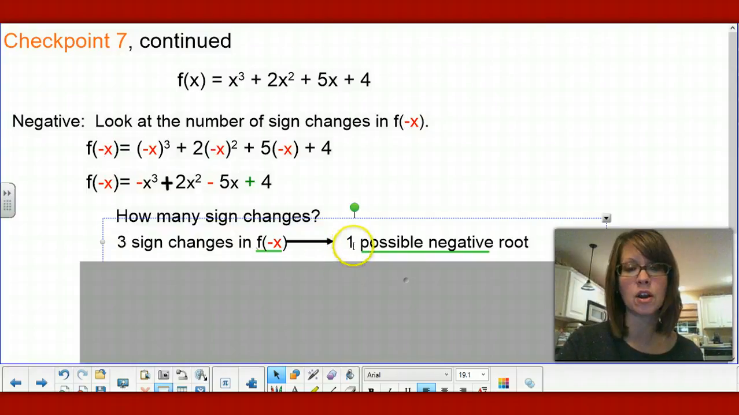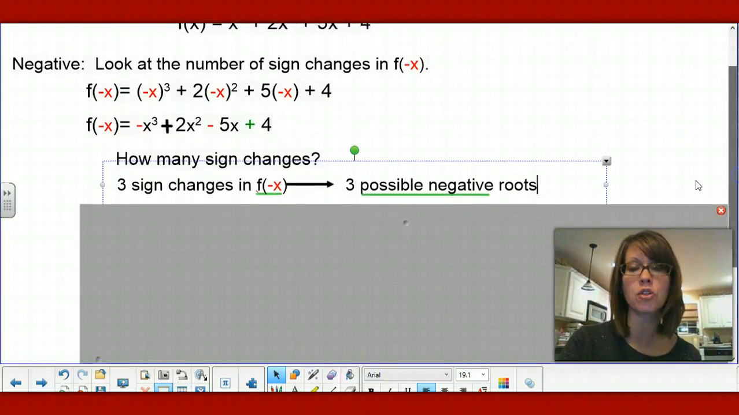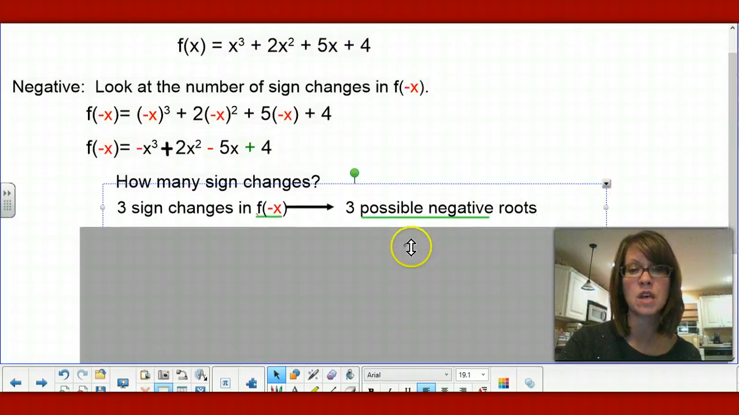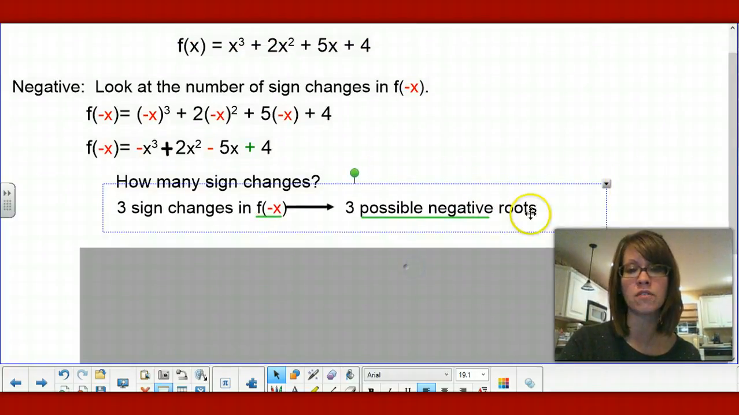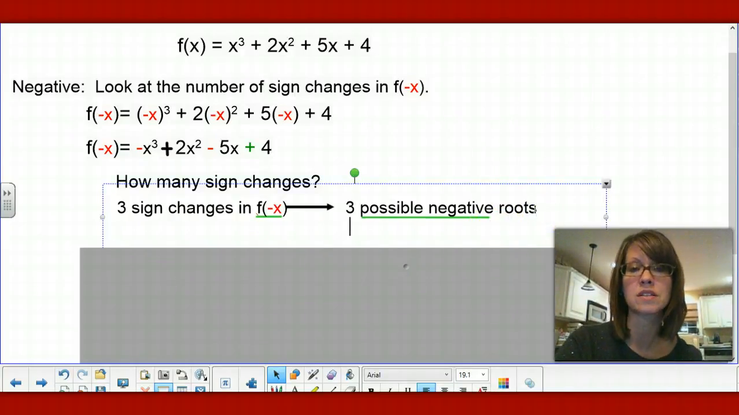So that means there are 3 possible negative roots. On the other page, remember that we didn't have any sign changes, so that means 0 possible positive. But there are 3 possible negative. And if there aren't all 3 being negative, remember this is a cubic, so we're going to have 3 roots. If all 3 aren't negative, then there may be a pair of them that are complex.